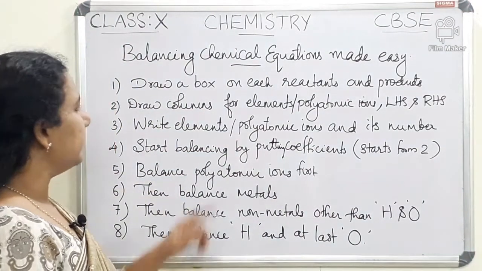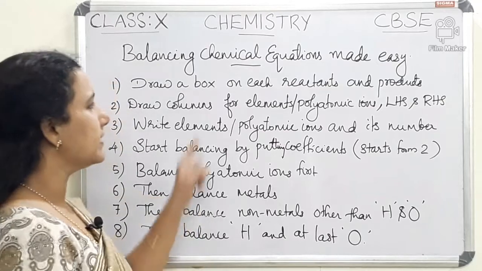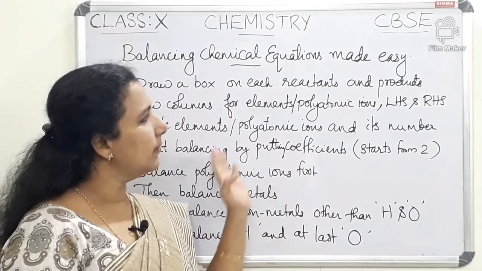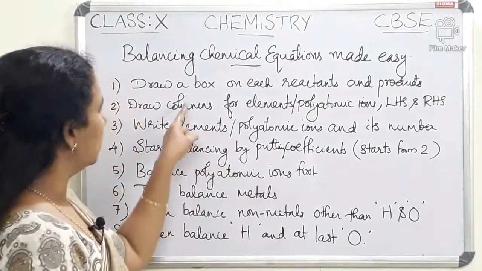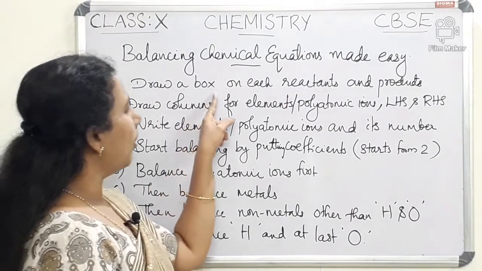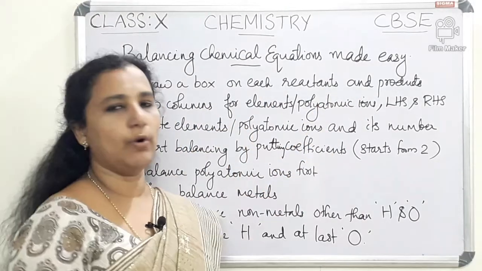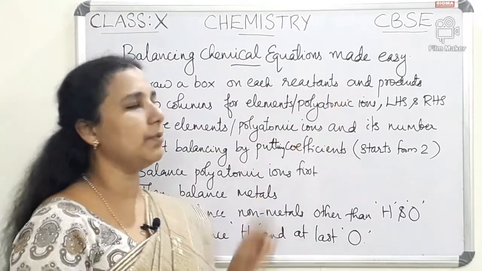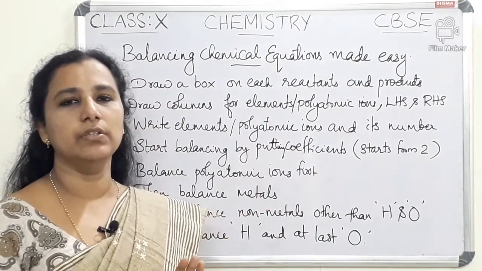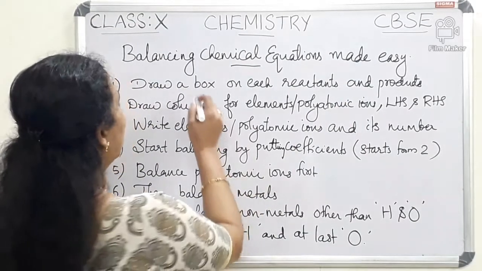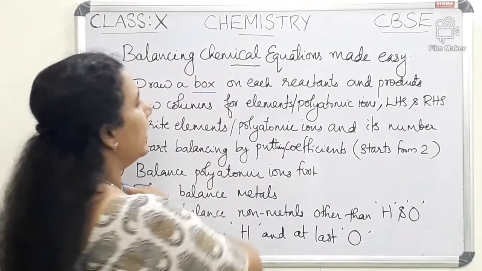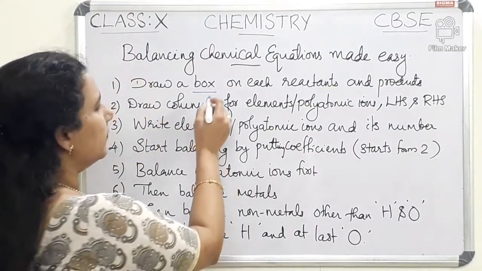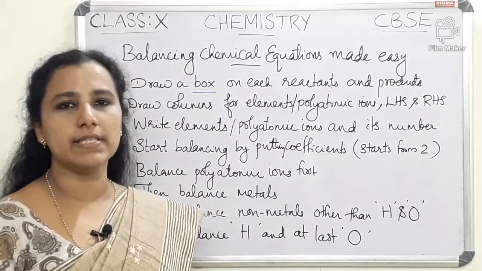Now let us discuss the important points to be noted before balancing a chemical equation. When you get an equation, you have to note these points. The first point is draw a box on each reactant and product. That box will help you in not changing the chemical formula of the reactants and products.